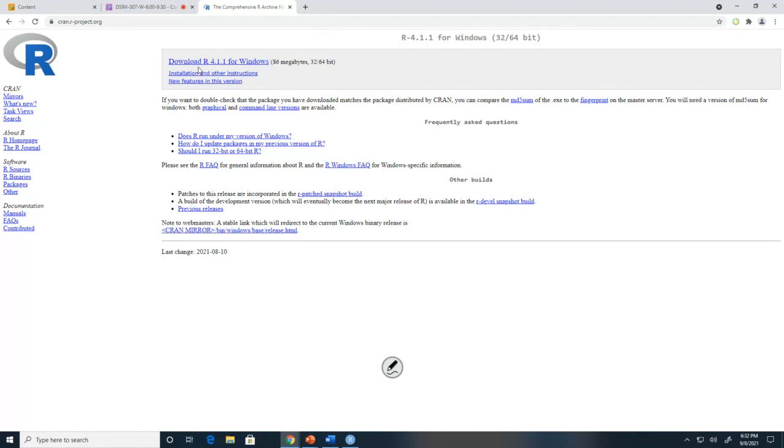If you're using a lab computer, it's already there. But if you're continuing on in this program, you probably want to have a laptop and install it on your laptop. So anyways, hit that and download it. It takes a little bit of time.